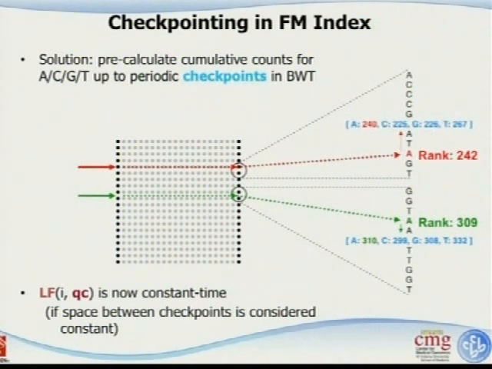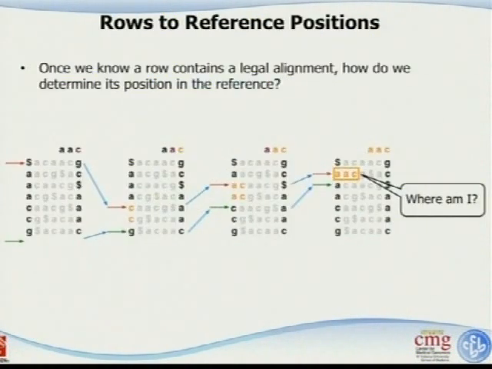You say A here. Before that, there are 240 A's in front of me and 225 C's in front of me. So when you check this, and you know this is another 2 here, this is a rank of 242. Okay. So this is just a trick to help you speed up the searching process.